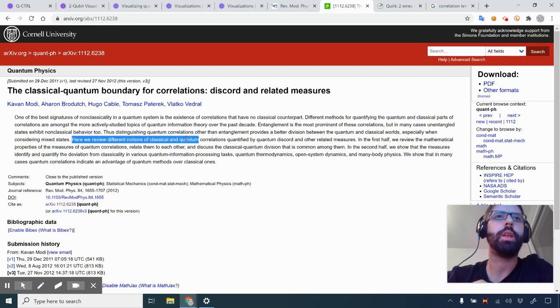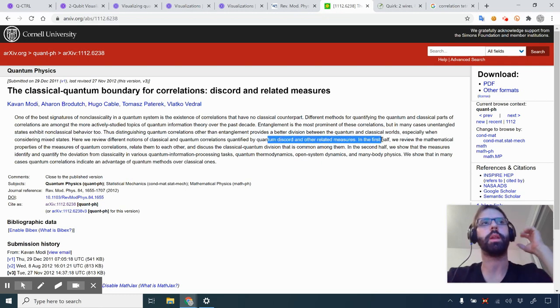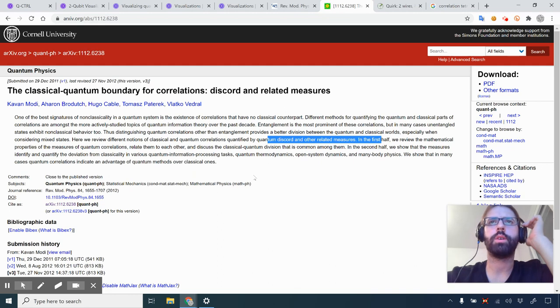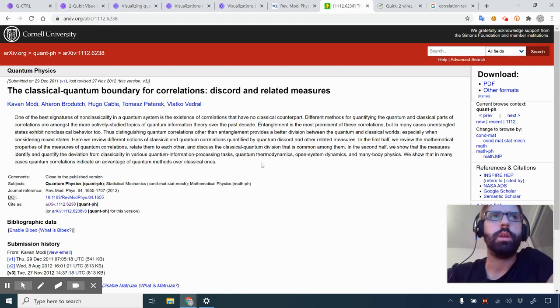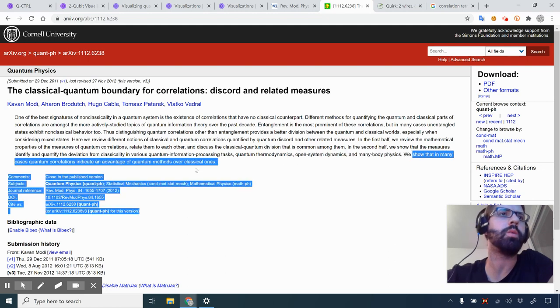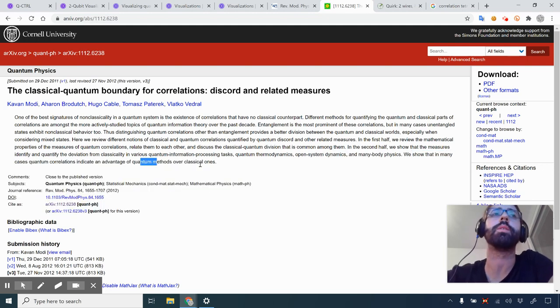Here we review different notions of classical and quantum correlations quantified by quantum discord and other related measures. In the first half, we review the mathematical properties of the measures of quantum correlations, relating to each other, and discuss the classical-quantum division that is common among them. The second half: the measures identify and quantify the deviation from classicality in various quantum information processing tasks. So the second half might not be so interesting for me. Quantum mechanics, open system learning, many-body physics. We show that in many cases, quantum correlations indicate an advantage of quantum methods over classical ones.